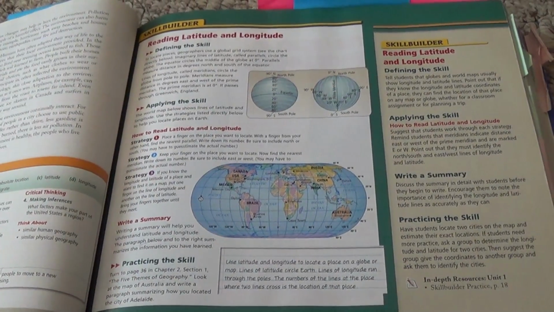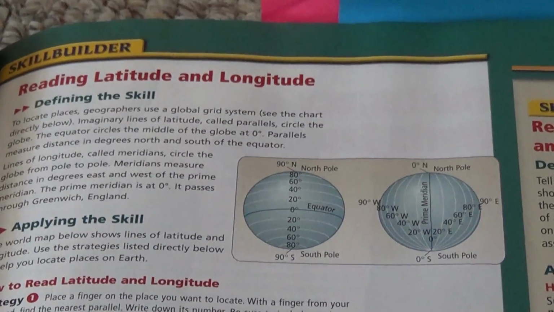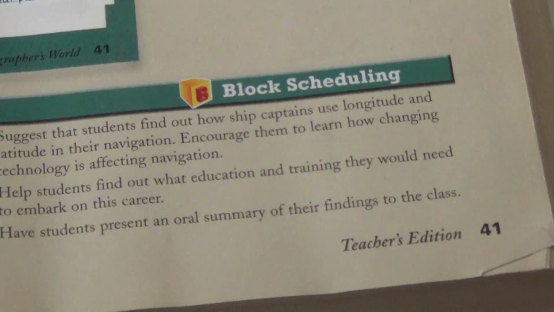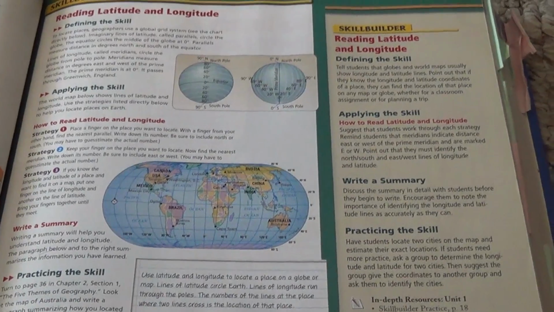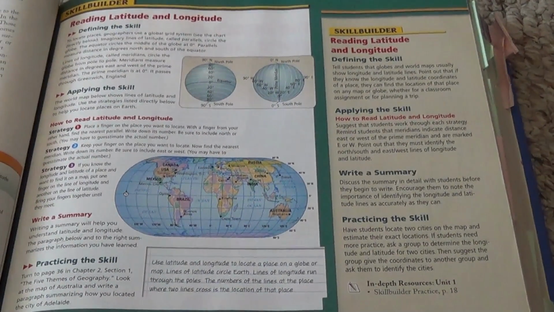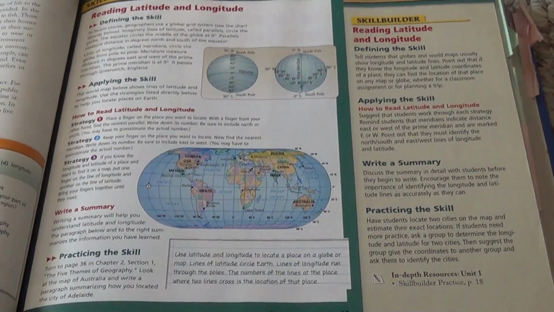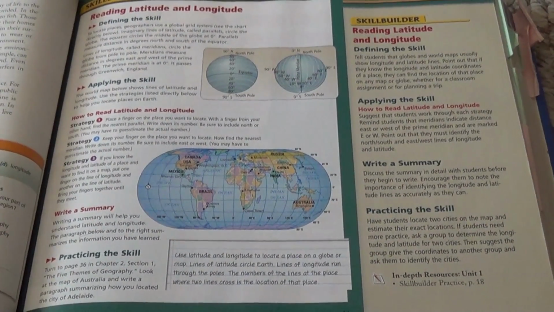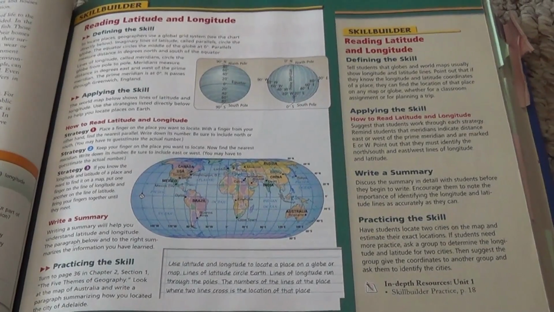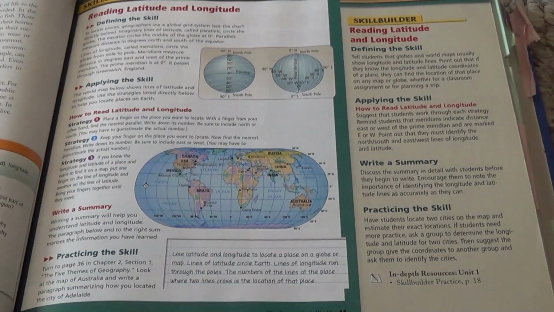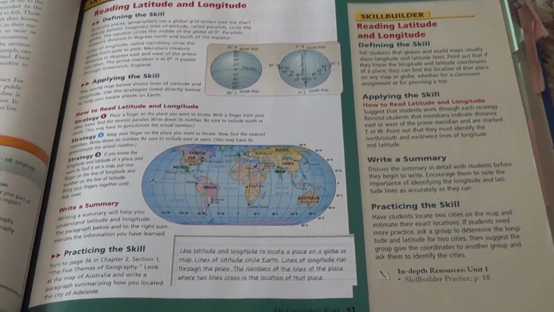Your book also has these things called skill builders. You can see it says skill builder right here, and I am on page 41. Skill builders are scattered throughout the book, and you can find them in the index, and I'll teach you how to use the index. Skill builders are really handy because they teach you how to do a skill. So if you get home and you don't remember how to do latitude and longitude, there might be a skill builder on it. And in fact, there is on page 41.